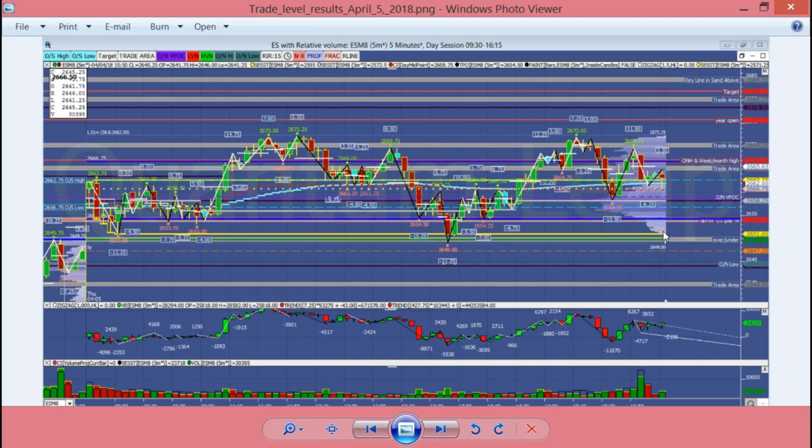We didn't get that. We got our balancing day, double distribution with a LVN just below the VWAP and just above the mid and the open.